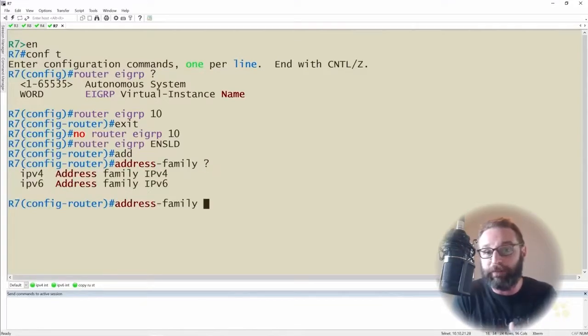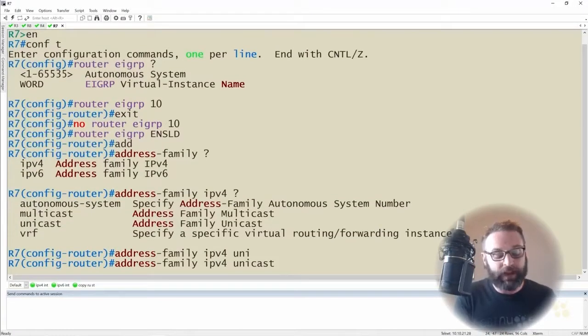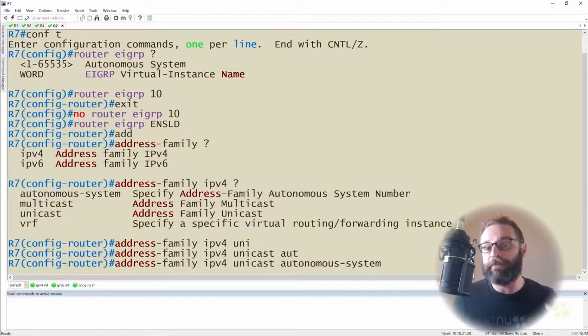You see, with address families, I could set up my IPv4 as well as my IPv6 configuration here. So I'll specify IPv4 and hit question mark one more time, and now I can see I can choose to set up IPv4 within a VRF, unicast, or multicast traffic. So I'll specify unicast, and then I specify my autonomous system. In this case, I'll say 10.